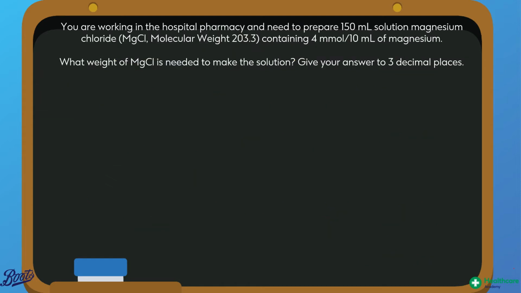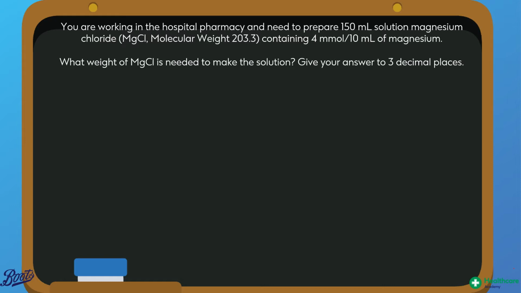Study Day Calculations Paper 2, Question 8. You are working in a hospital pharmacy and need to prepare 150 milliliters of solution of magnesium chloride, the molecular weight being 203.3, containing 4 millimoles per 10 milliliters of magnesium. What weight of magnesium chloride is needed to make this solution? Give your answer to 3 decimal places.